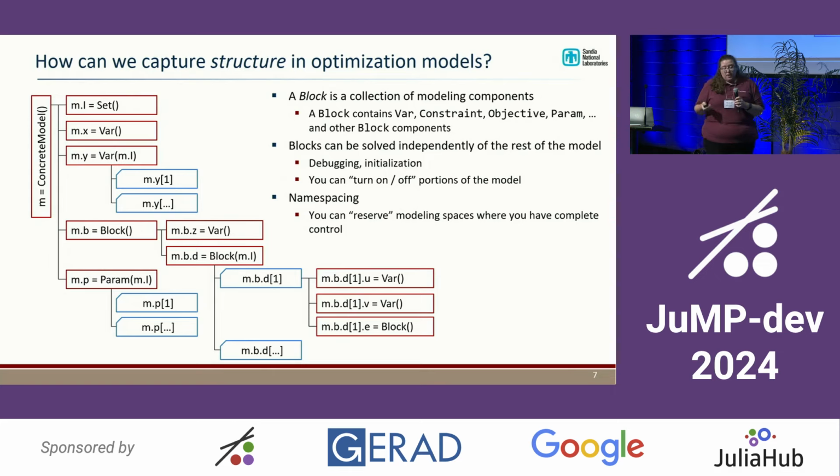These blocks can be solved independently from the rest of the model, which is really helpful for debugging and initialization. We can turn on and off different portions of the model really easily. And then this also ends up being really useful for namespacing. So especially if you're building up a model library where you want to be able to compose models, you don't want to worry about name conflicts. And so having all of your submodel components on a specific block means you don't really have to worry about what the person developing the model over there that you want to interface to named anything, because they're all kind of separate namespaces.